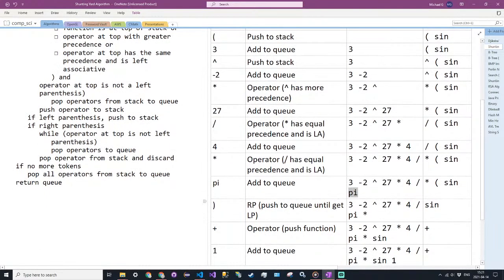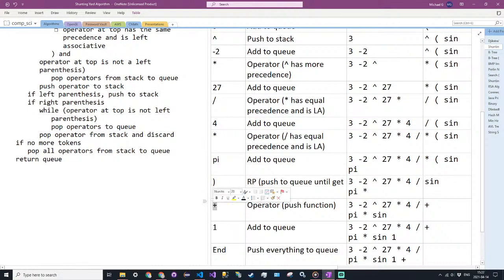Now for the right parenthesis, we want to push to the queue until we get a left parenthesis. So this is our initial stack. We pop the multiplication sign, put it in the queue, and then we get to a left parenthesis. We're going to pop the left parenthesis, but we are not going to push it to the queue. We're just going to discard it. We'll free the memory or whatever. So the stack is now just a sine function.